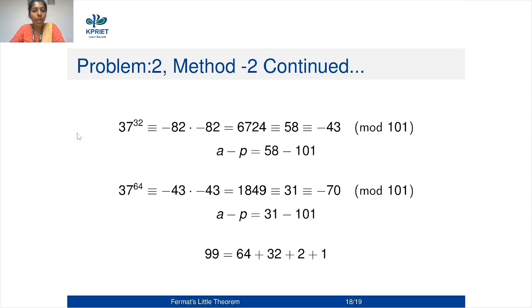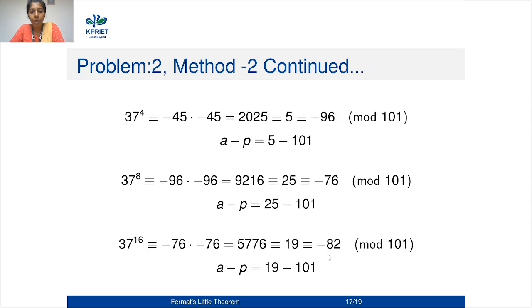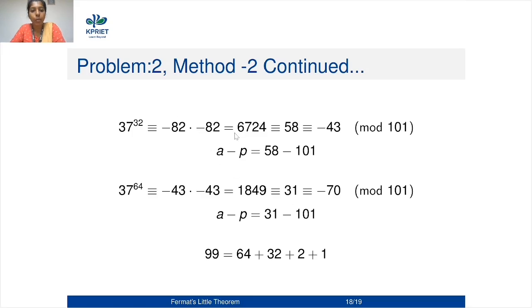If I continue in this way, 37 power 32 is equivalent to minus 82 into minus 82, which is 6724. When this is divided by 101, it gives a remainder of 58. To have a negative remainder, 58 minus 101 gives minus 43. And here 37 power 64 is congruent to minus 43 into minus 43, which gives 1849. This number gives the remainder of 31 when divided by 101. To have a negative remainder, 31 minus 101 gives minus 70. So far I have found all the remainders as negative.